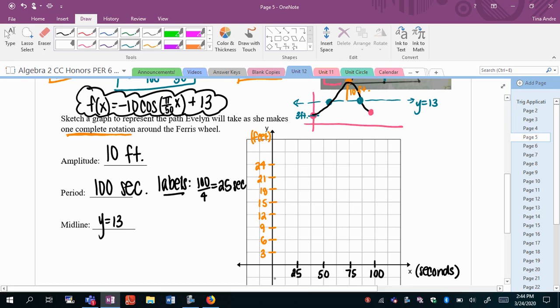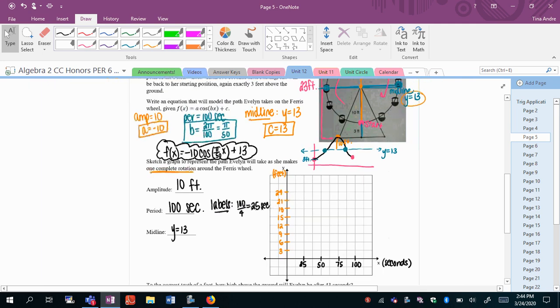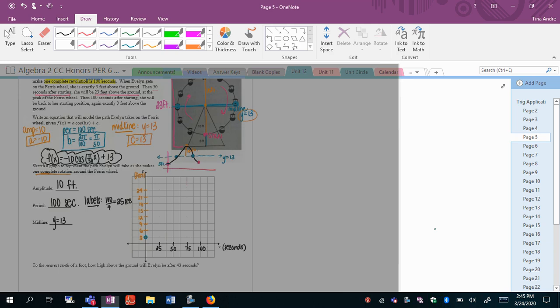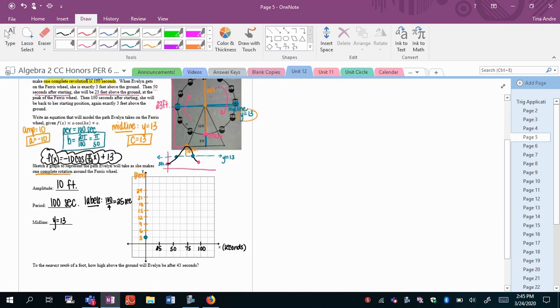So let's think, I'm going to zoom out here for a second. Think back to your picture here. So just to see it again, our starting point is at 3. So we start here at 3, a height of 3. After 25 seconds, we end up right here at the midline. So now we're back to the midline. So the midline's at 13. So I'm just approximating that.